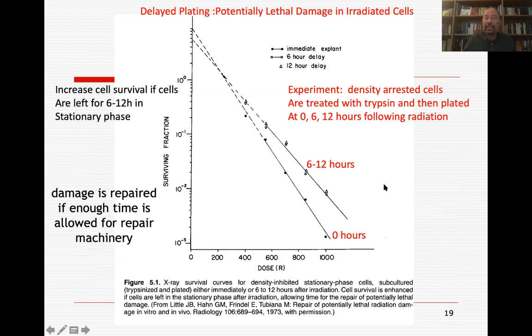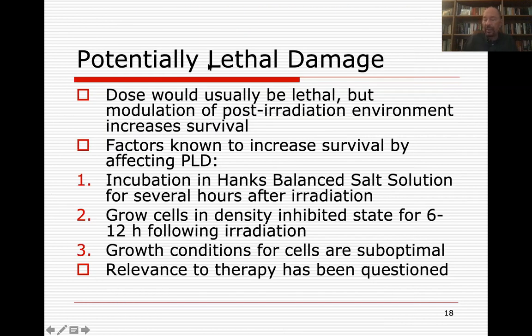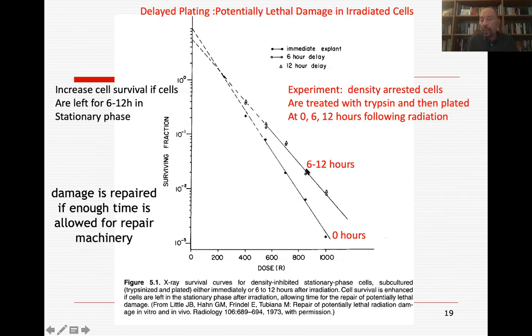You see delayed plating, and this is an old experiment from 1973. But you see here that if you keep the cells 0 hours, if you irradiate the cells and immediately after you replate them and you look at the colonies, you have this survival curve. But if you wait 6 to 12 hours and then you plate them, the survival curve goes up. So you have a higher survival. This is called repair of potentially lethal damage.